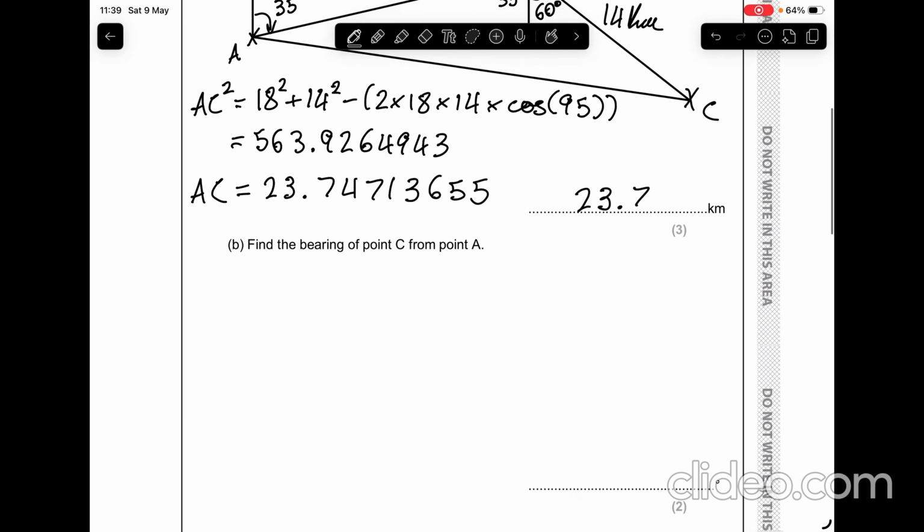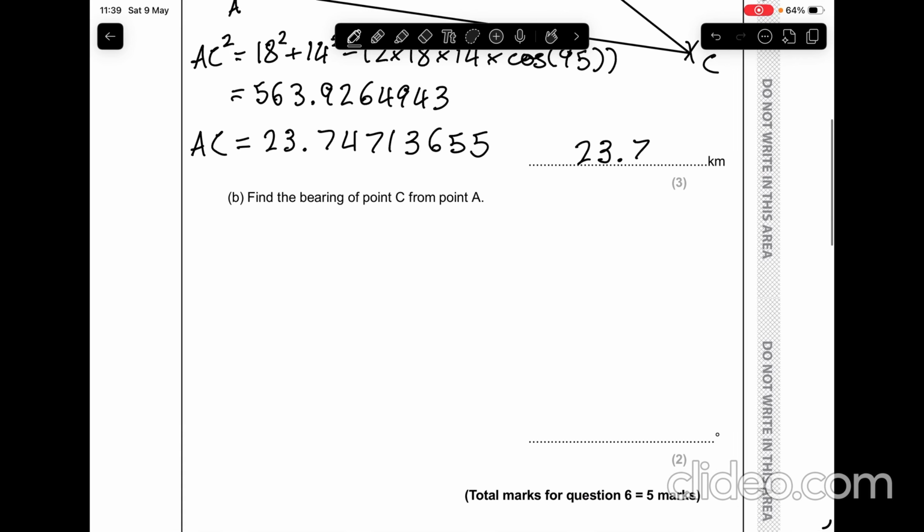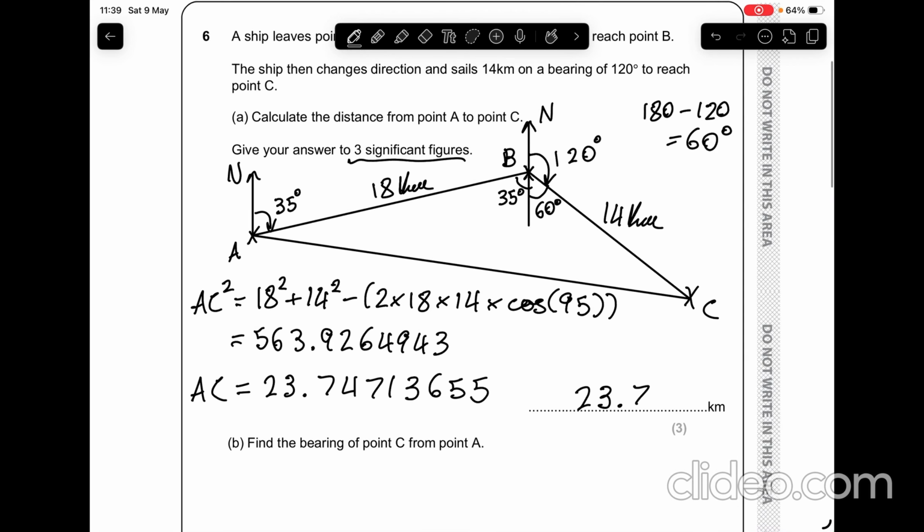Okay, next we need to find the bearing of point C from point A. Well, to do this, we're going to need this angle here, because the bearing of point C from point A is this angle, let's call it alpha, plus the 35 degrees to take us from due north to the triangle. So we need to work out alpha, and then once we have alpha, we can work out the bearing by adding on that extra 35 degrees.